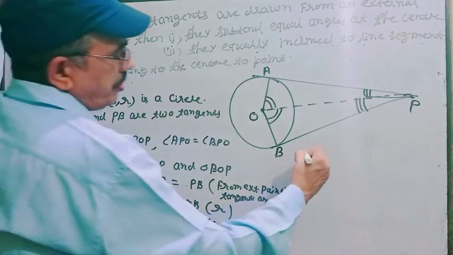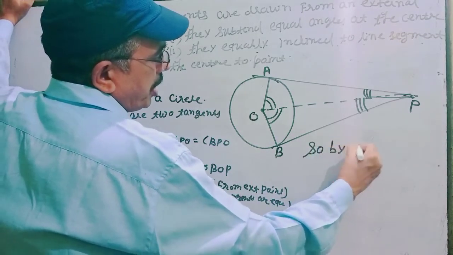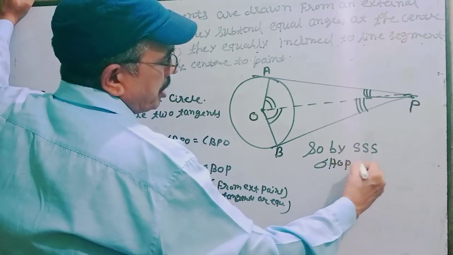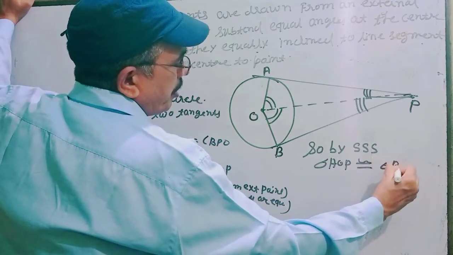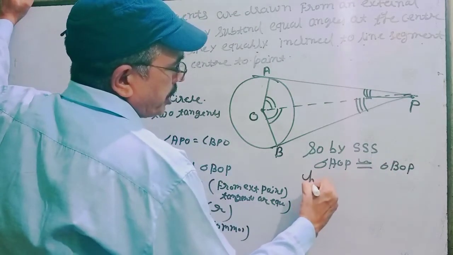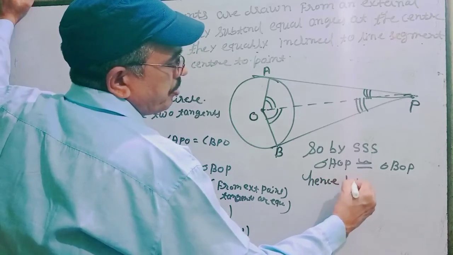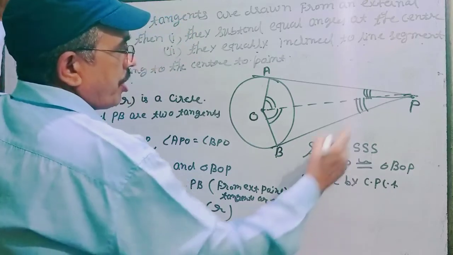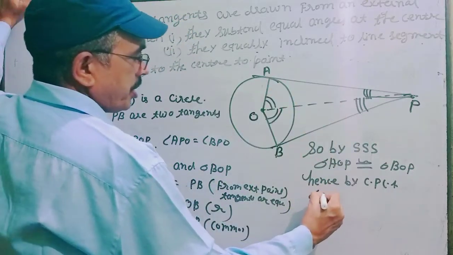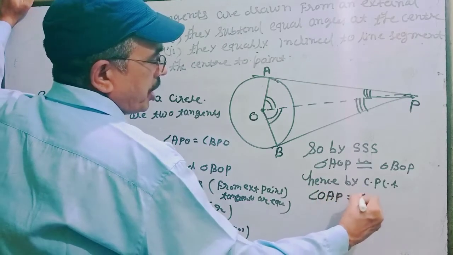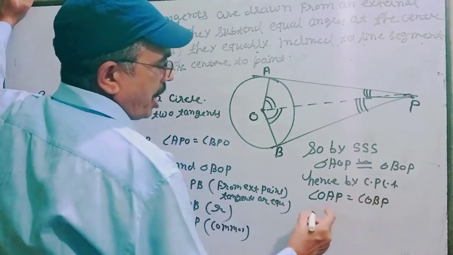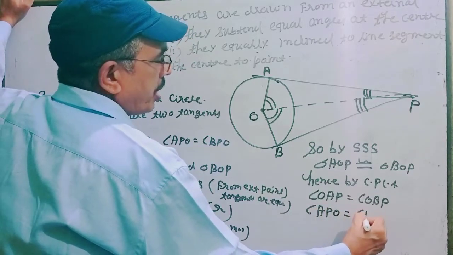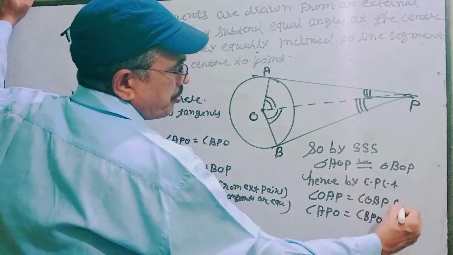So by SSS, triangle AOP is congruent to triangle BOP. Hence by CPCT, angle OAP is equal to angle OBP, and similarly angle APO is equal to angle BPO. So it is proved.